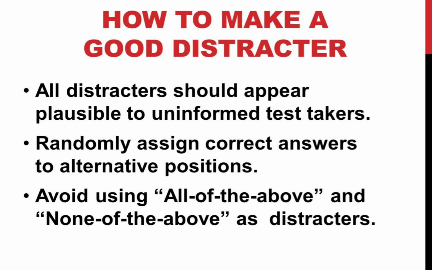To be able to make a well-constructed item that meets its purpose, test makers should prioritize the effectiveness of the distractors. Here are some ways on how to make a good distractor. All distractors should appear plausible to uninformed test takers, and randomly assign correct answers to alternative positions. And avoid using all of the above and none of the above as distractors.